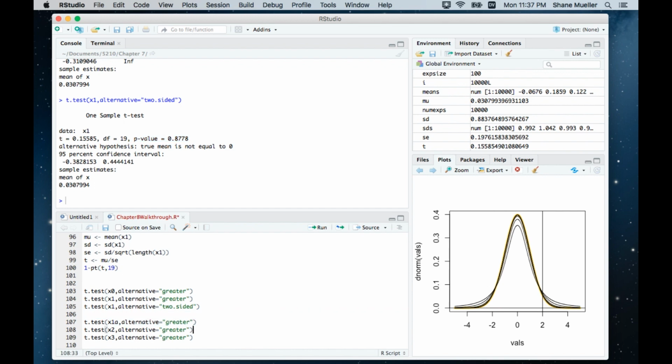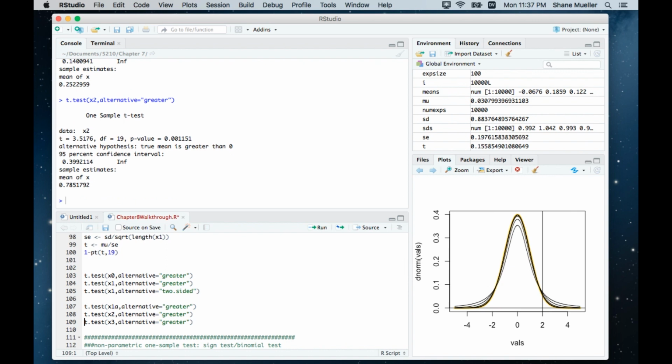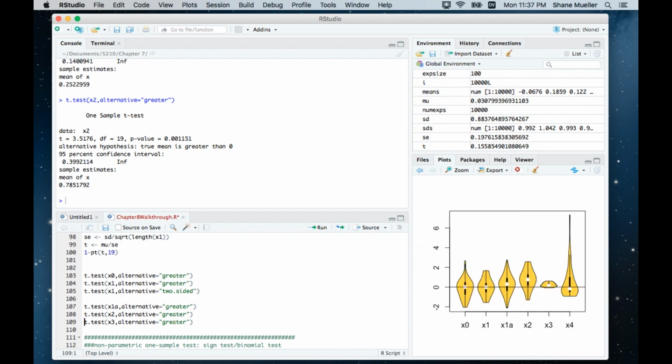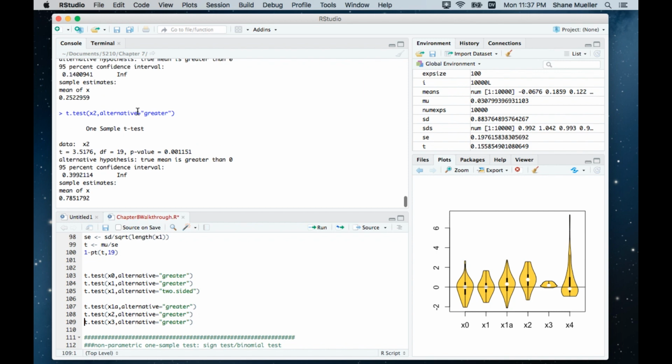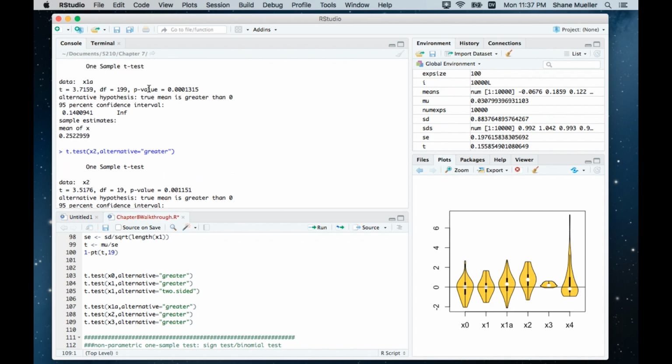So I can do this for all of these different data, and you can look at them and compare them to this violin plot. So x1a was just like x1, except it had 200 data points. The degrees of freedom is always going to be n minus 1. Because we have so many, that standard deviation, which is about the same, gets divided by something that's 10 times as large. And so my t-value gets much larger because of that. And correspondingly, my p-value gets very small.